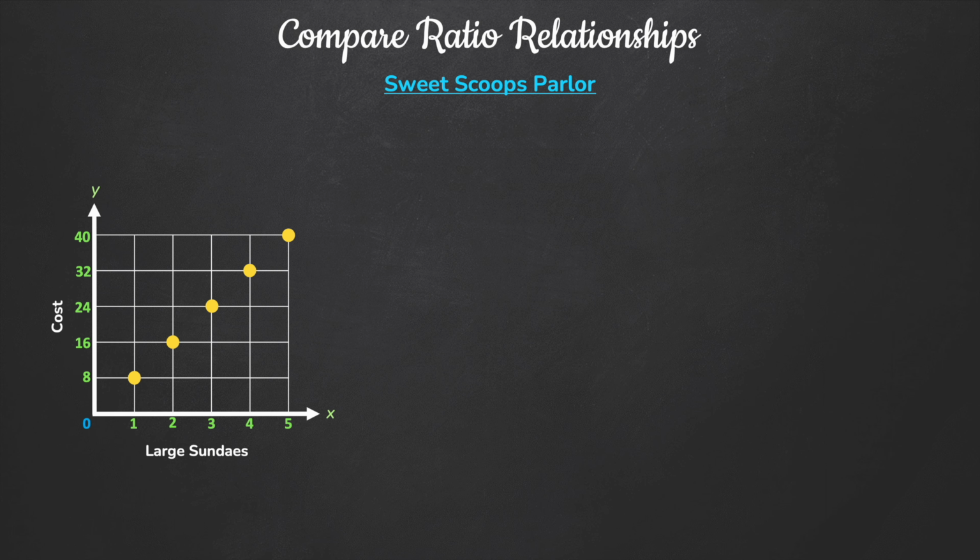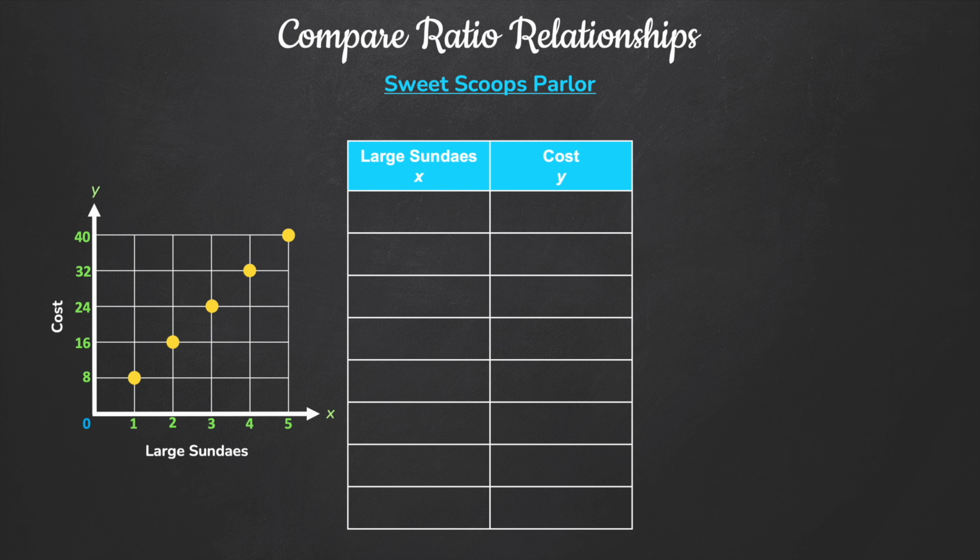Now we have Sweet Scoops Parlor. And remember that we had a graph, so we're going to take the information on this graph and put it into a table. So we know that 1 large sundae is $8. We know that 2 large sundaes is $16. 3 large sundaes is $24. 4 large sundaes is $32. And 5 large sundaes is $40.